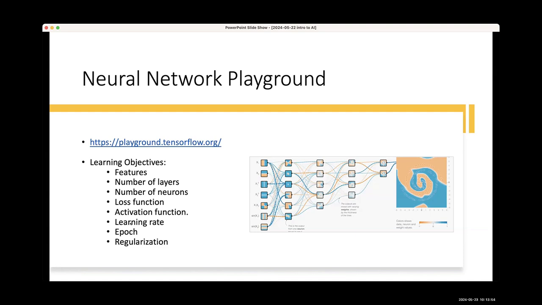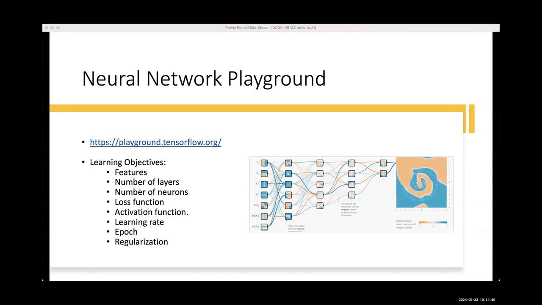In fact, today I put a website there, playground.tensorflow.org. This is a free website, and we can actually build a neural network from scratch and try some very cool recognition tasks. The idea of this exercise is to learn why the features of the input data are important, why the number of layers is important, the number of neurons per layer, what the loss function is, what the activation function is, what the learning rate, epoch, and regularization are.